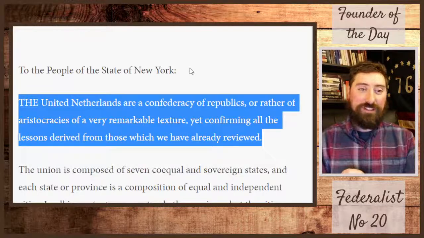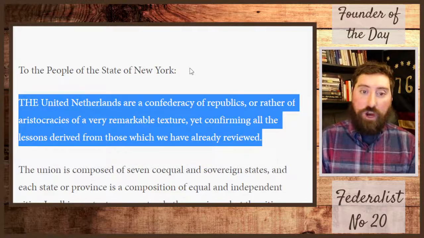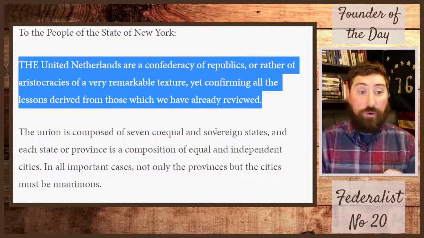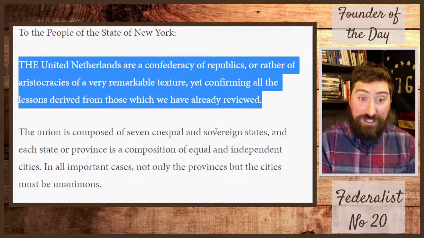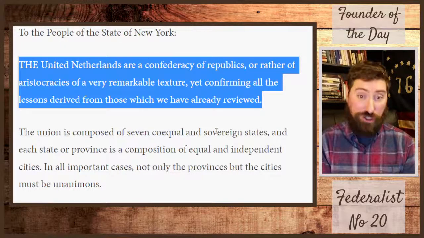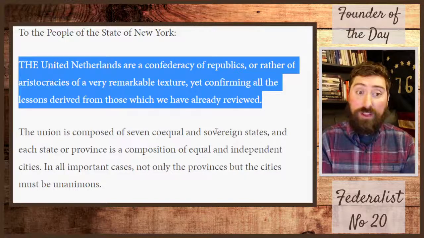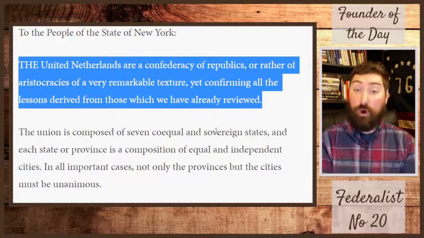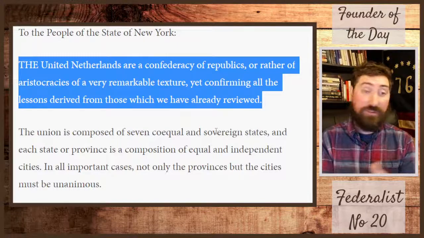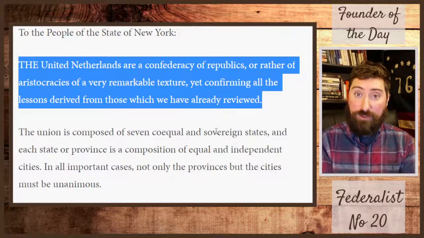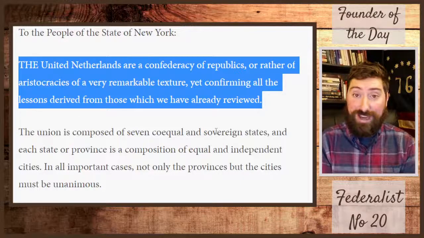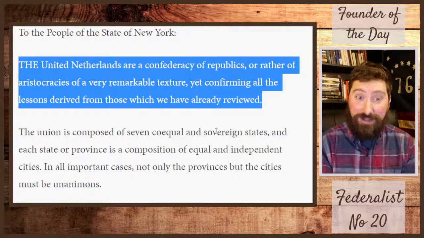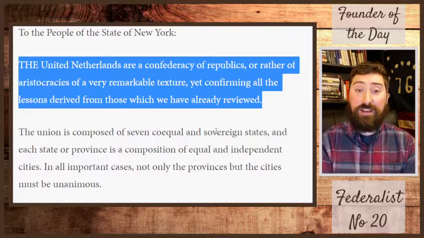Let's do it. Netherlands. The United Netherlands are a confederacy of republics, or rather, of aristocracies of a very remarkable texture, yet confirming all the lessons derived from those which we have already reviewed. So again, he's referencing the previous several Federalist papers that did discuss historical markers and some of the issues with republics when it comes to keeping them united. So, he's saying the Netherlands are a confederacy of republics, or rather aristocracies.